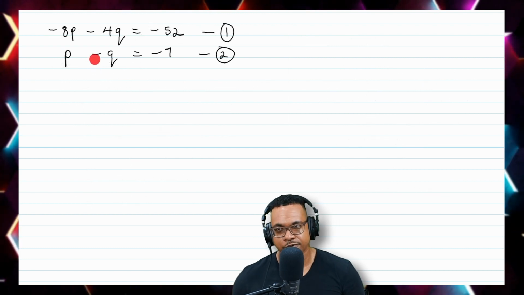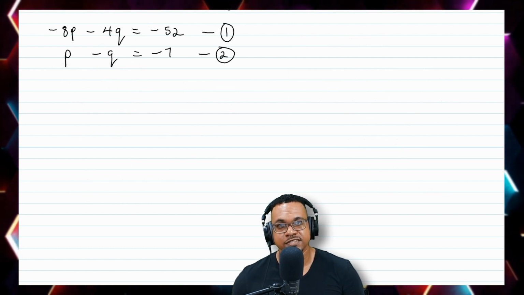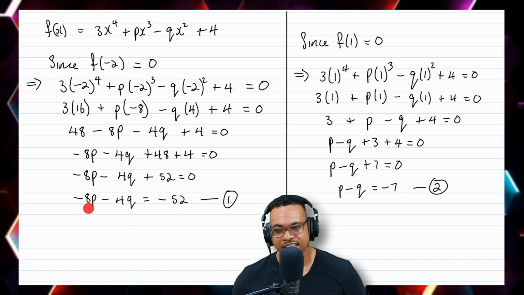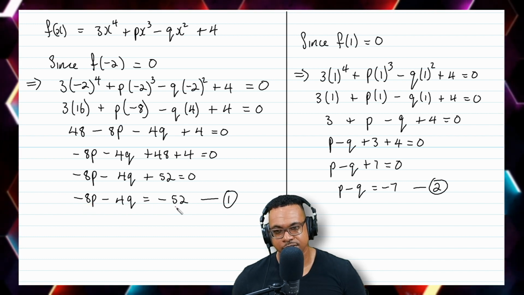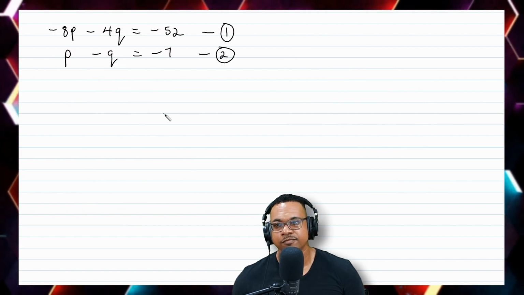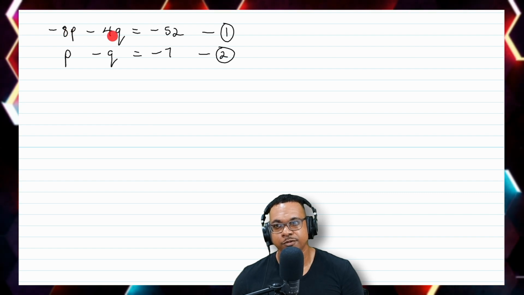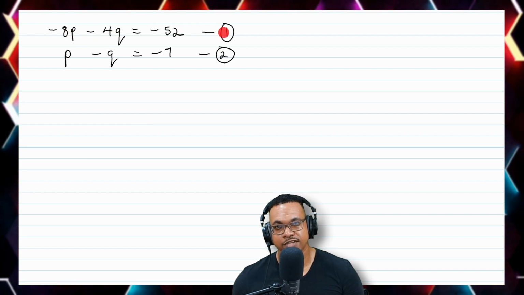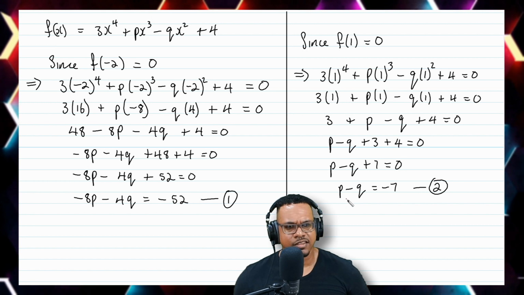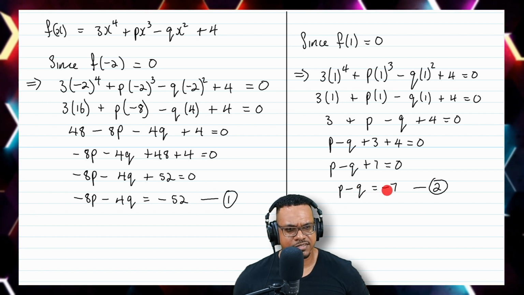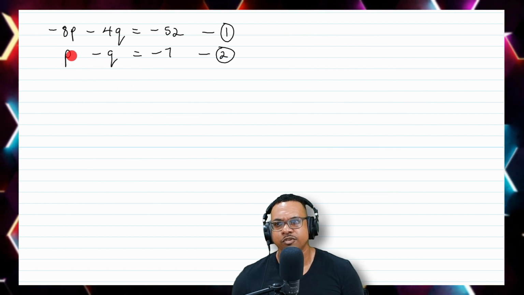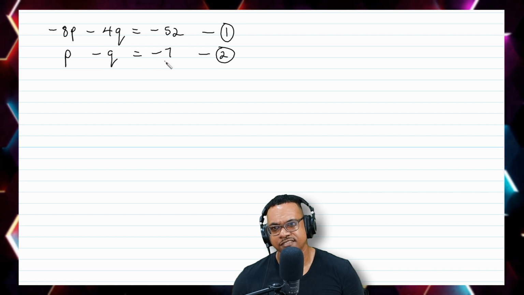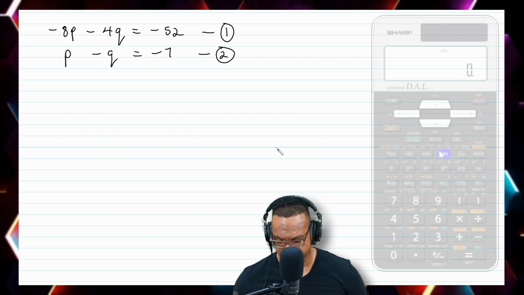All right, so I just came across to a new page and wrote all the two equations. So you can see negative 8p take away 4 times q is equal to negative 52. So we have that here, negative 8p take away 4 times q is equal to negative 52 as our first equation. Then we have p take away q is equal to negative 7, as our second equation.